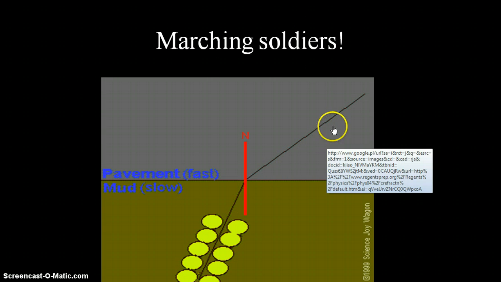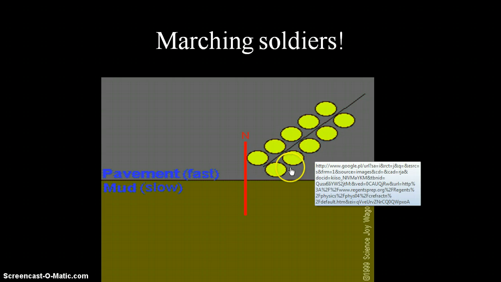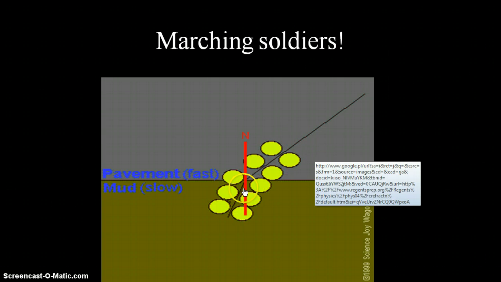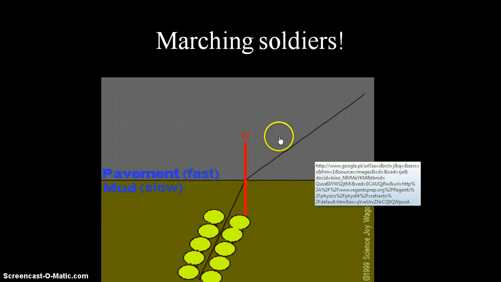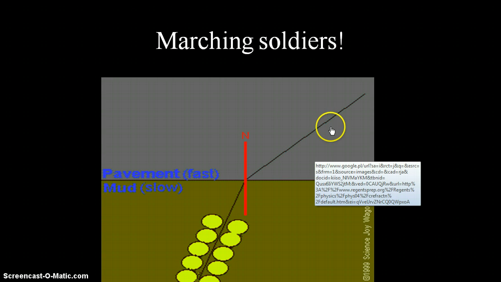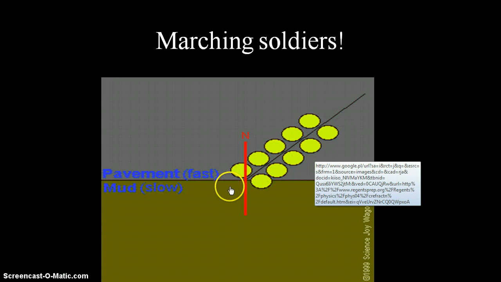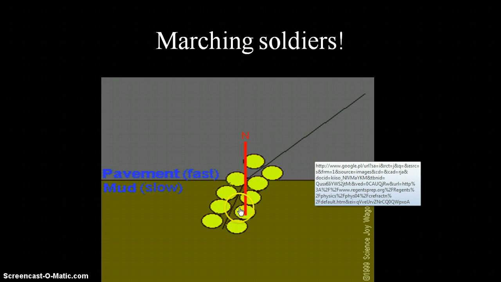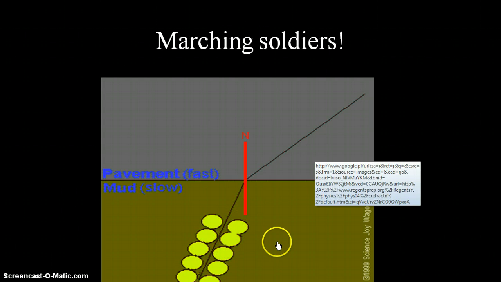Now you'll notice the columns of soldiers. As they come down, this soldier here will slow down first. But the soldier on this side keeps going at the same speed, and it has the effect of changing the plane of orientation. Because this side slows down first and that side slows down second, it has the effect of changing the direction of the waves.